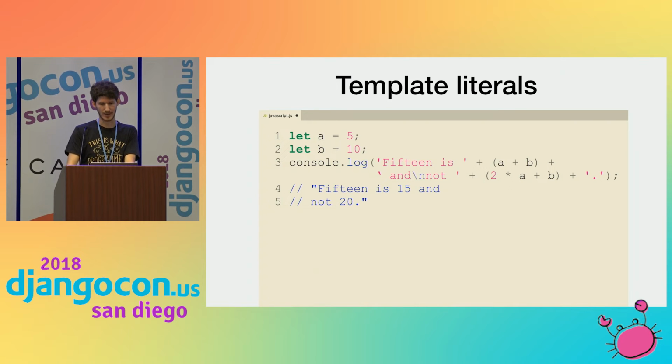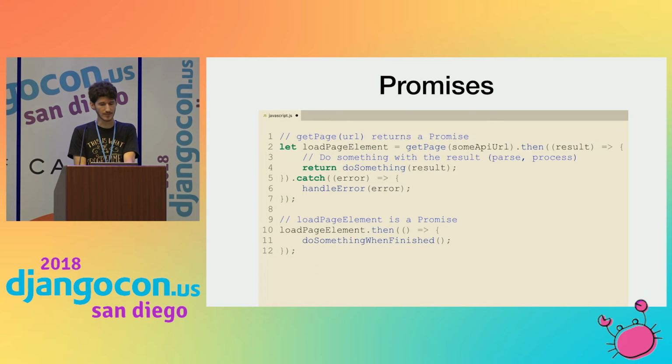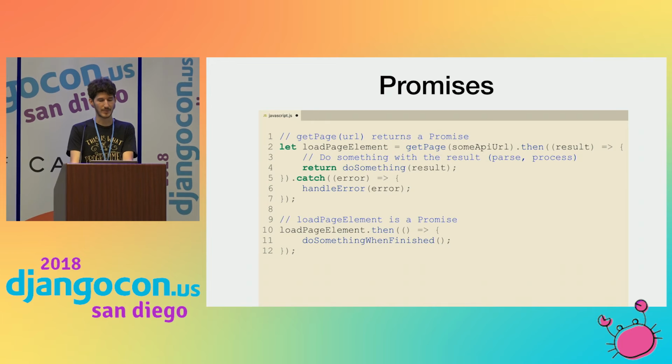Then we come to a really big part called promises. So a promise is an object that represents a value that is not known at the time of the creation. It will be known sometime in the future, but it's not known when you create it. So what you do with it is you give it a function that it should call when the value is known. This is something that is very useful to have. Because when building web applications, this is something we need all the time.